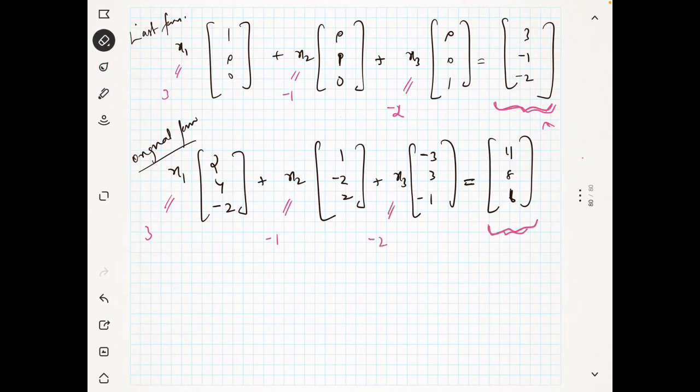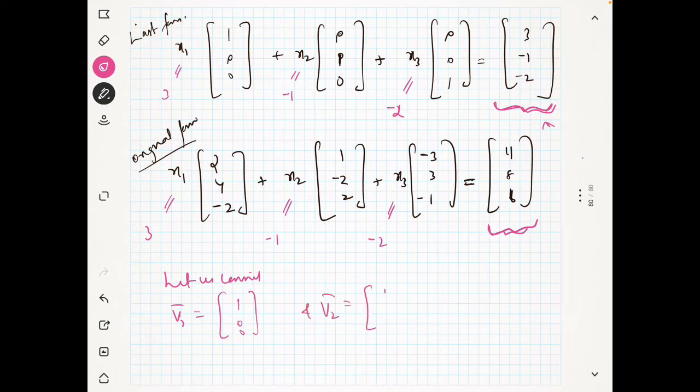Let us consider V1 is equal to 1 0 0 and V2 is equal to 0 1 0 and V3 is equal to 0 0 1. I cannot write V1 in terms of V2 and V3. I cannot write V1 is equal to some constant, let's say C1 into V2 plus C3 into V3. I cannot write like this, that means this is not possible.